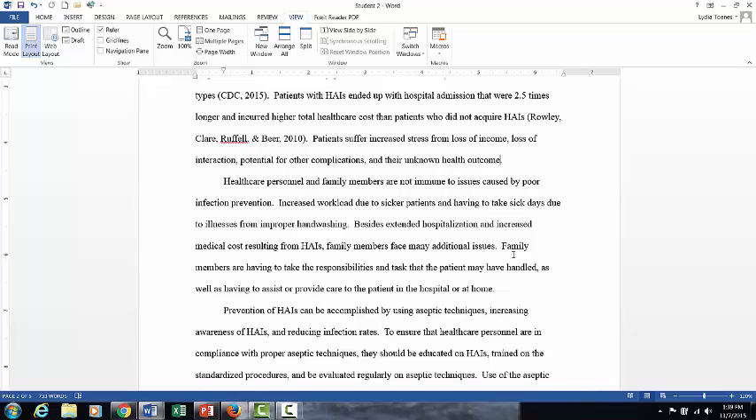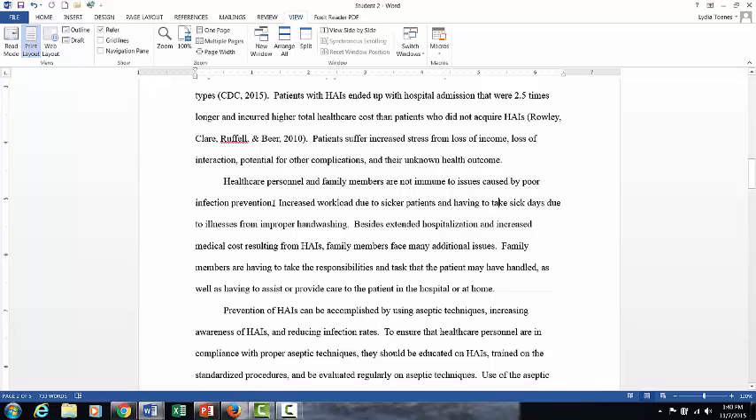Okay. I thought this was kind of funny. This is like a little pun. Healthcare personnel and family members are not immune to issues caused by poor infection prevention. Immune, infection prevention. So probably not intentional. However, try to make sure that you stay away from little things that can be considered puns. So, try to stay away from little things like that.